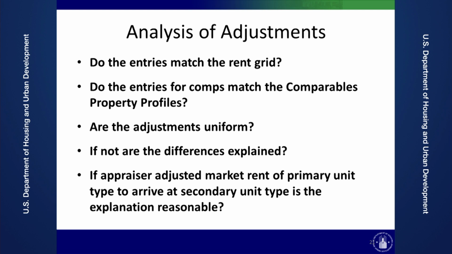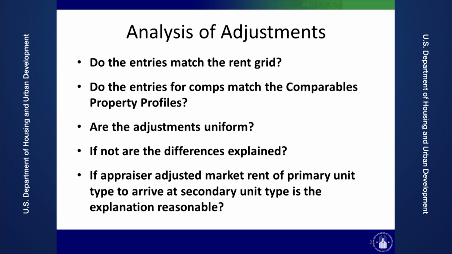Simple check back and forth to make sure that the numbers that are in the rent grid and what's in the profile agree. If there's an adjustment for a swimming pool for that particular property, and you go back to the entry for the comp and there's no swimming pool there, then we've got a problem, and that needs to be explained or redone. Are the adjustments uniform?